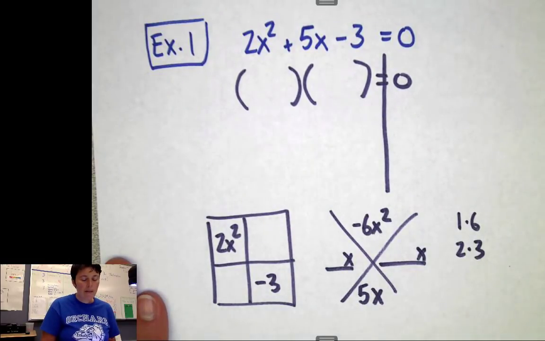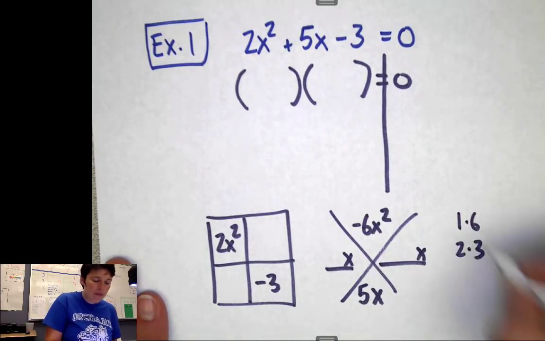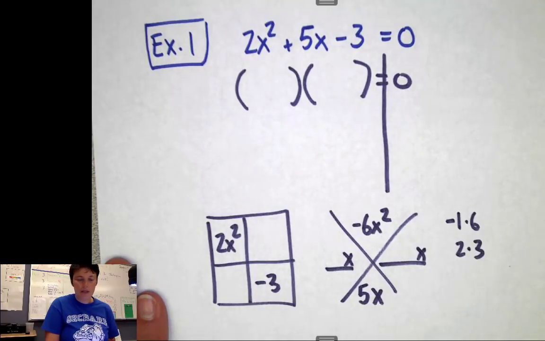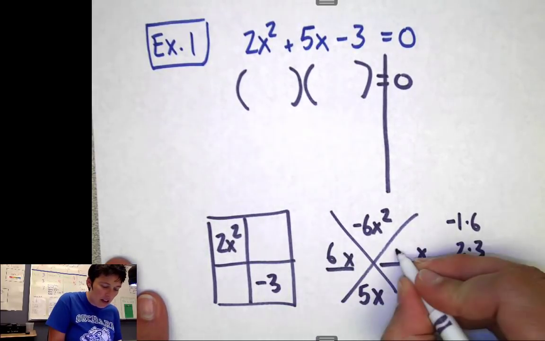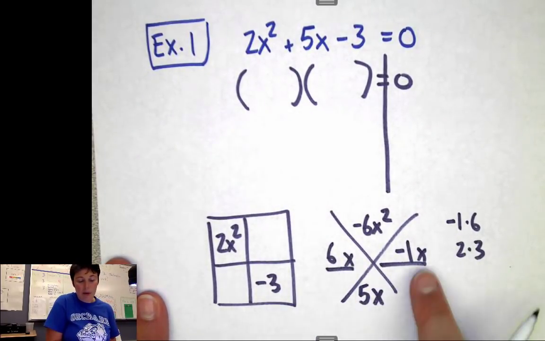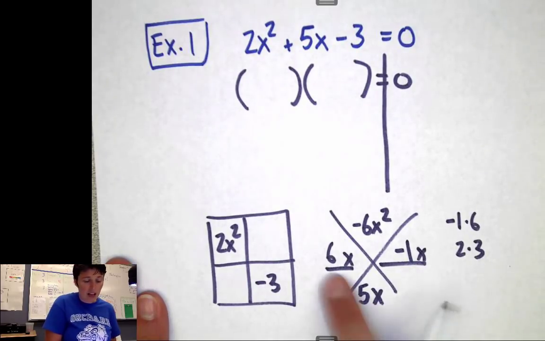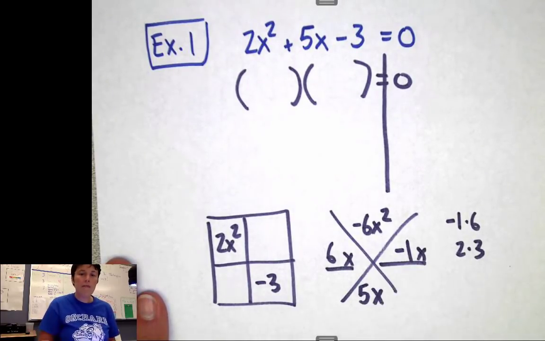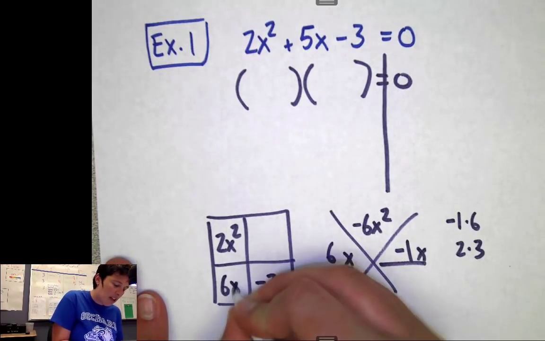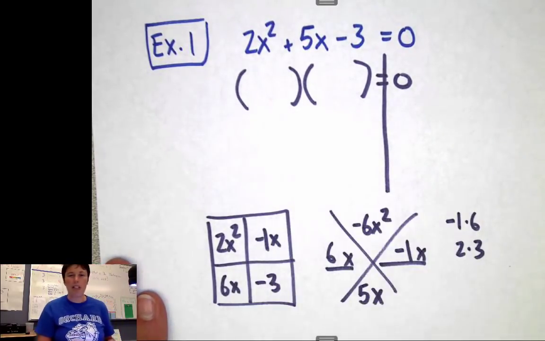So to do that, I'm thinking, okay, how about a negative 1 times 6? That'd be 6x and negative 1x. 6 take away 1 is 5. And 6 times negative 1 is negative 6. So I can fill in 6x and negative 1x, and I can solve my rectangle.